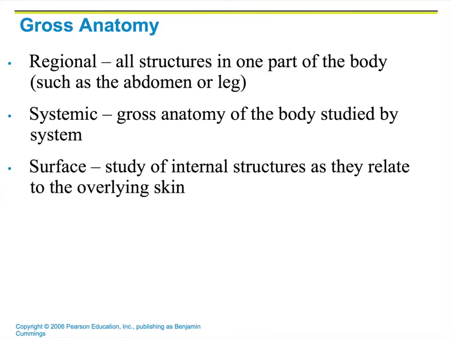So gross anatomy consists of the regional structures, so a part of the body like your abdomen or your leg or your arm. It also can refer to an entire system, so your digestive system or your reproductive system. And they can also refer to the surface study of the internal structures as they relate to the overlying skin.